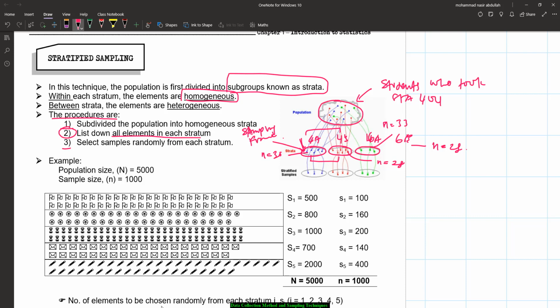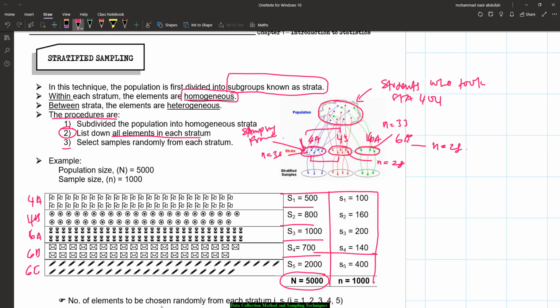For example, like this table. Let's say this is group 4A, 4B, 6A, 6B and 6C, right? So the total population is 5,000. Right? So for each stratum, the first group has 500, 800, 1,000, 7,000, 2,000. You need to make this table like this. Right? So let's say you want to select 1,000 respondents out of 5,000.